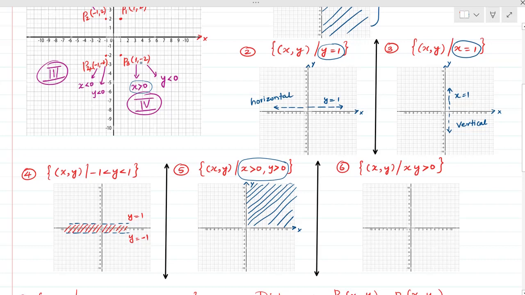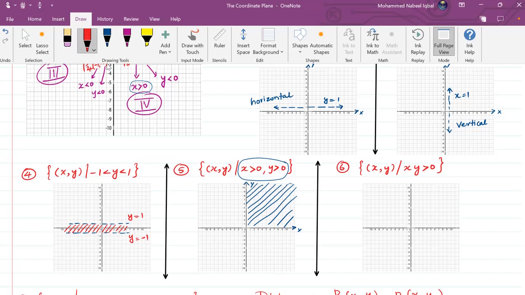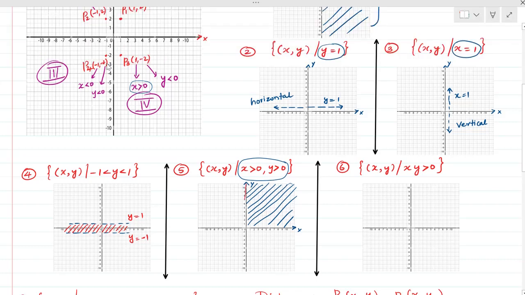So if it is equal, this line will be included. But here, this line is not included. The x and y lines are not included here. This line is not included because the question is strictly more than 0. If it is equal to 0, this line will be included.